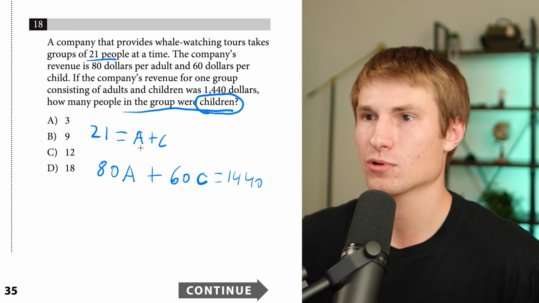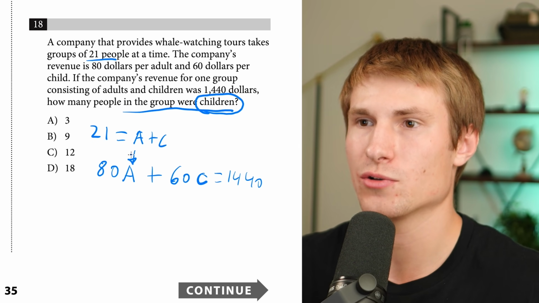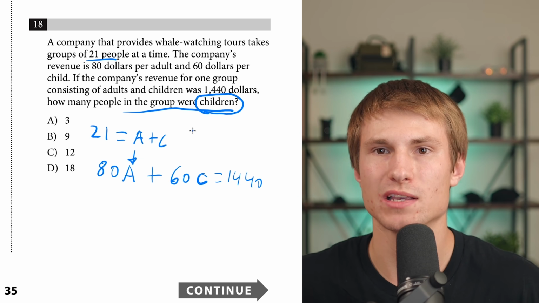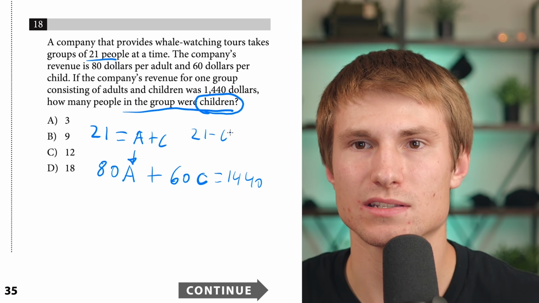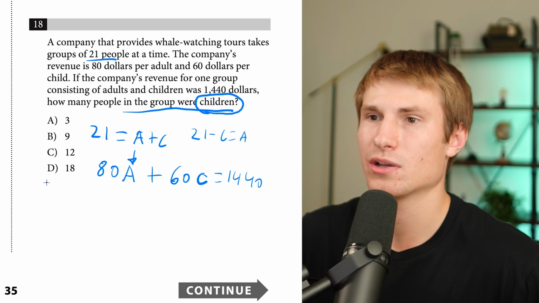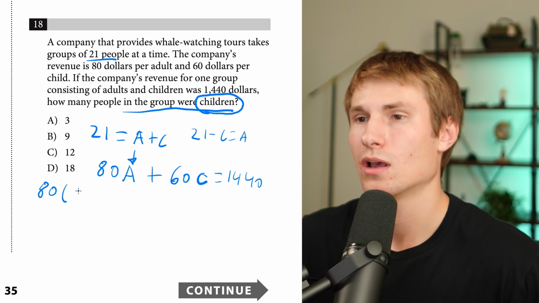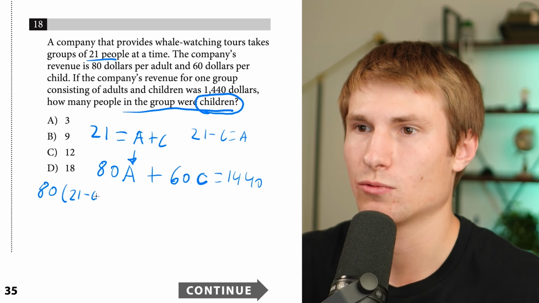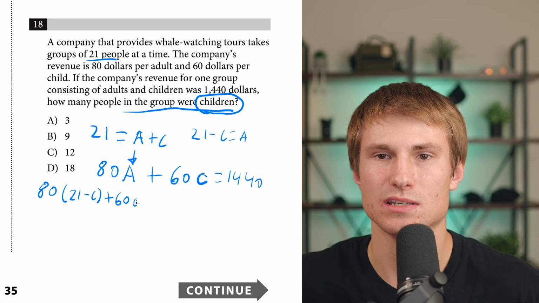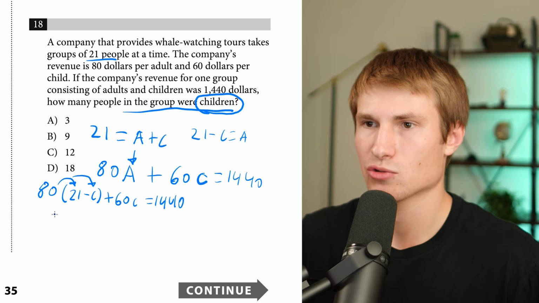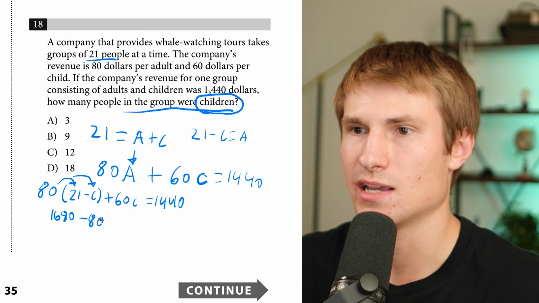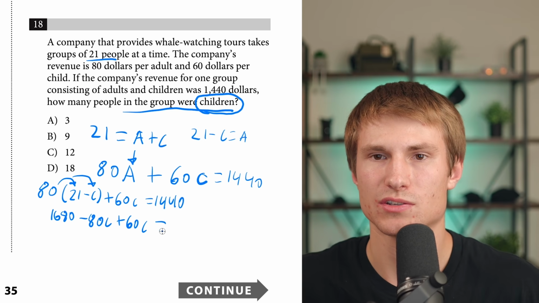All right, so here's what we're going to do. We're going to substitute in a value with C for this A value there. The way we do that is by subtracting C from both sides to get 21 minus C is equal to A. Now we go ahead and substitute in. So it will be 80 times 21 minus C plus 60C is equal to 1440. We go ahead and distribute our 80 to our 21 and to our C. 80 times 21 is going to be 1680. And then we are also going to have minus 80C plus 60C is going to equal 1440.